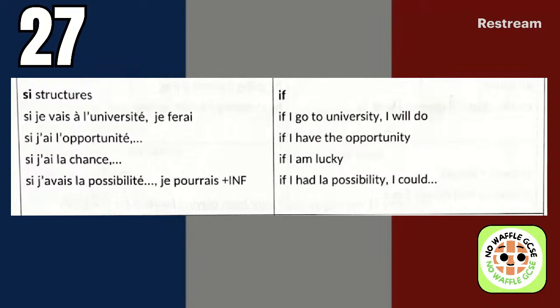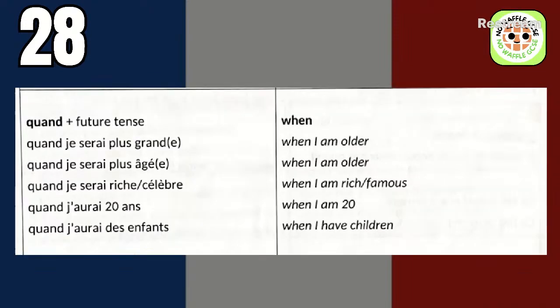So, si je vais à l'université, if I go to university, si j'ai l'opportunité, if I have the opportunity, si j'ai la chance, which is a good phrase to actually use and implement, si j'avais la possibilité, if I had the possibility. So this is a si clause using the imperfect tense, which is really good. So take note of those. The si clause is an example of a higher level term.